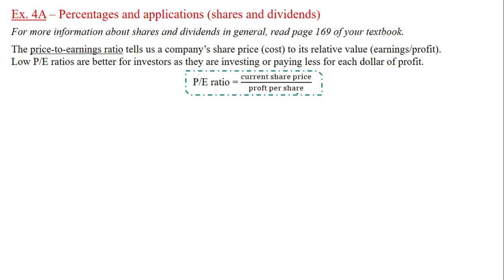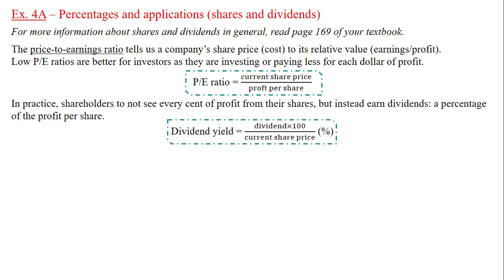On the screen in the box, there is a quick little formula. The price to earnings ratio is the current share price, which is price over the profit or your earnings. Price to earnings, okay? Ratios and fractions have a lot in common, and that's all there really is to calculating those.